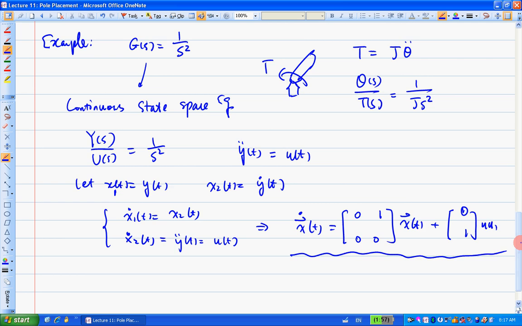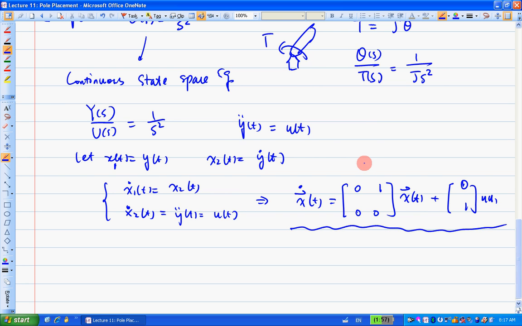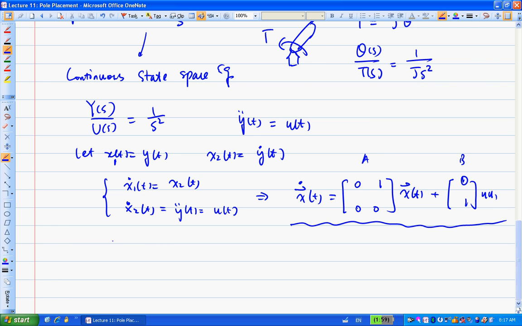Now we discretize this one, and this is your matrix, let's say A here and B here. You discretize that according to the formula we derived in previous lectures, right? With the discretization, we end up with the following. So then, all right, now here is the discretized model.